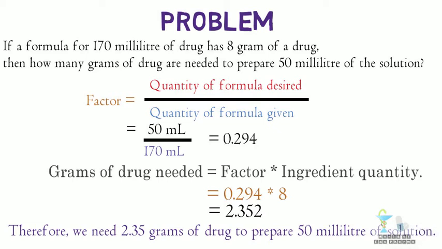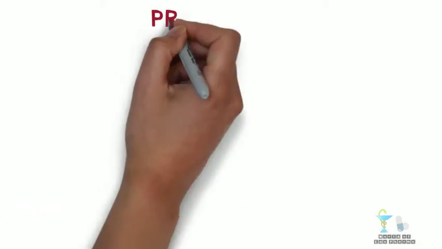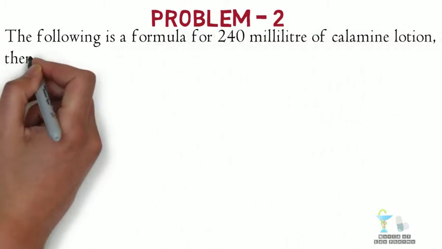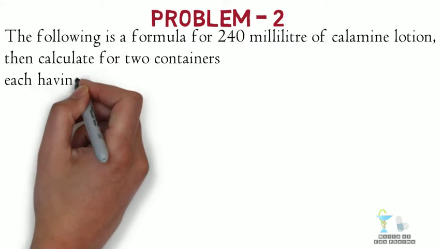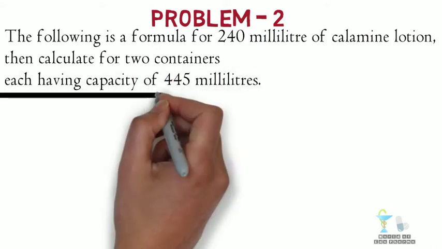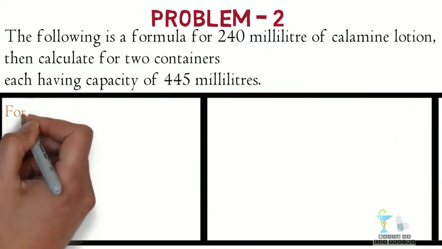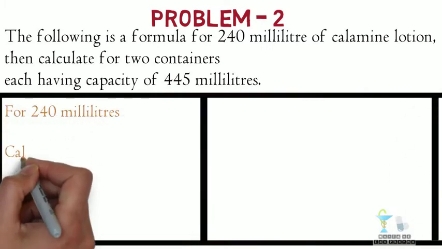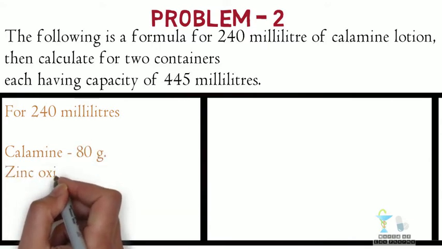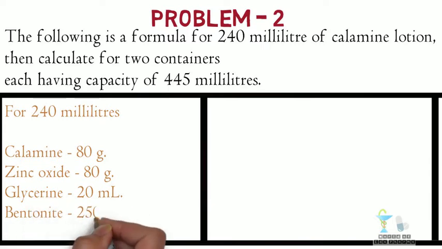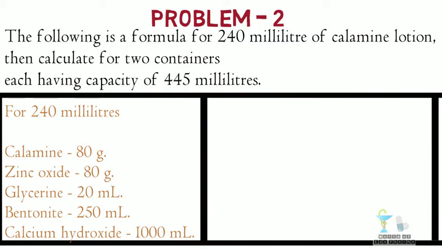The next example is as follows. The following is a formula for 240 ml of calamine lotion. Then calculate for 2 containers each having capacity of 445 ml. For 240 ml calamine, 80 grams zinc oxide, 80 grams glycerin, 20 ml bentonite, 250 ml and calcium hydroxide 1000 ml.